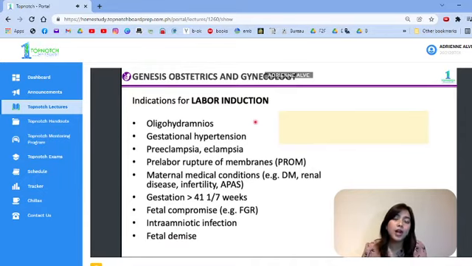Essentially, kaya ka nag-i-induce ng labor, this is because your fetal well-being will eventually be compromised if you prolong the pregnancy. So itong patient natin, term naman na siya, but she has oligohydramnios. So hindi na enough yung amniotic fluid volume niya inside. So meron tayong indication to deliver the baby because otherwise, this baby could have non-reassuring fetal status eventually.